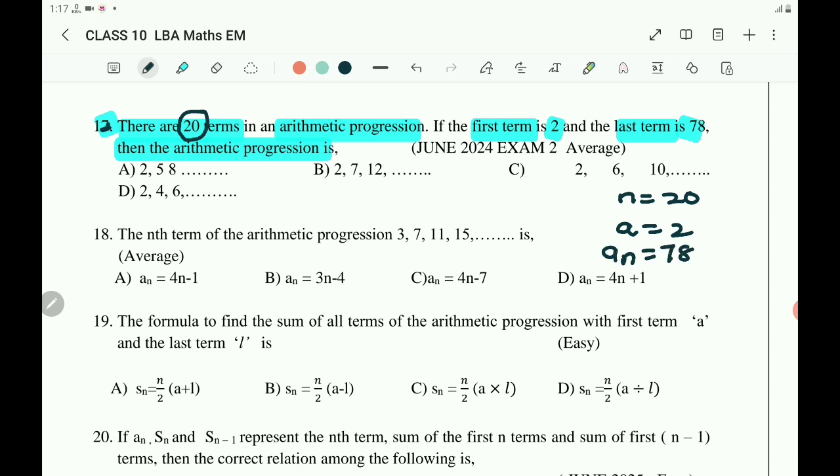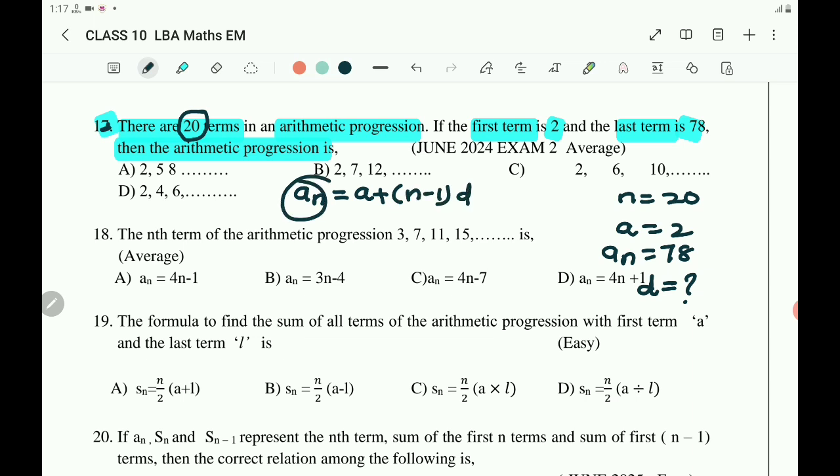What is asked? Here the progression is asked, which means we have to find the d. If you get d, then you can find any term of the AP. The first term is given, so by adding d to the given term you will get the next term. In this way you can form the AP. So find d first. Then what is the formula we have to take here? That is a_n is equal to a plus (n minus 1) into d.